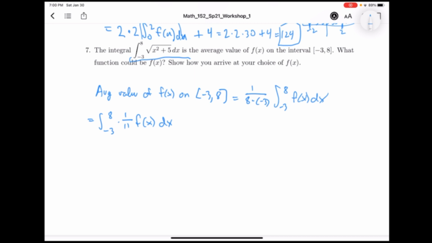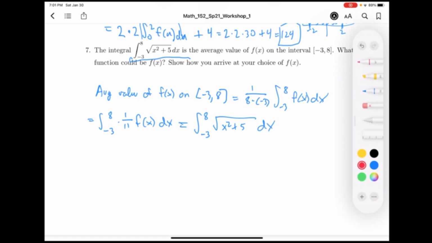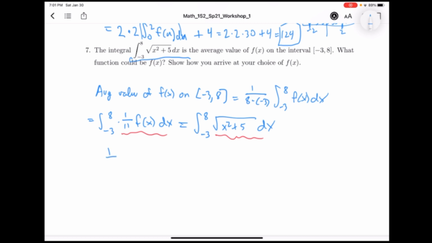So I'm told that that's also equal to the integral given in the problem, so that has to be equal to the integral from -3 to 8 of the square root of x squared plus 5 dx. What that means really is that these two expressions must be equal to each other. So we're simply going to set them equal to each other and solve. That gives us 1 over 11 f of x equals square root of x squared plus 5, and I just solve for that and get f of x equals 11 square root of x squared plus 5.